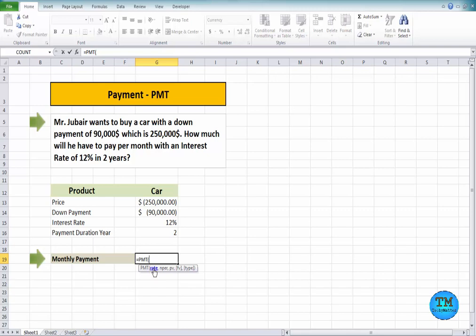I will give a bracket here. We have to give the interest rate first. This is the interest rate. We will select the interest rate and divide it by 12 because 1 year equals 12 months, then I will give a comma. Now I will give NPER here.